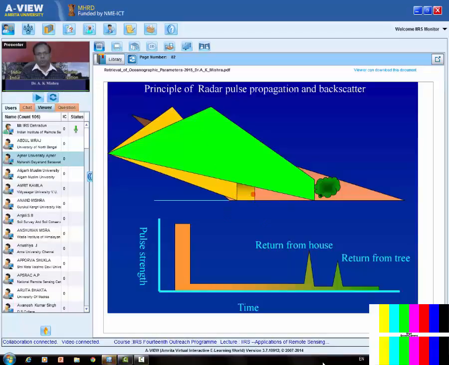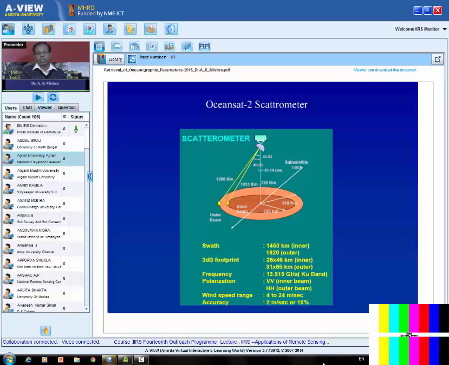Now, if two objects are there, one a house here, another a tree here, I had an animation but it is not visible. So first return will be from the house, and second return will be from the tree. The time difference of the returned backscattered signal will give you the distance between two objects on the ground. This is the principle used to image ground objects in radar.